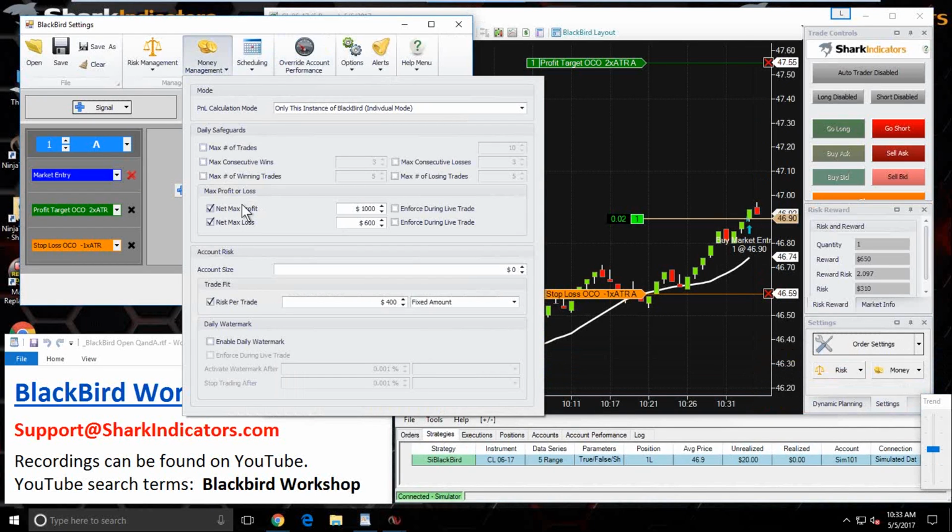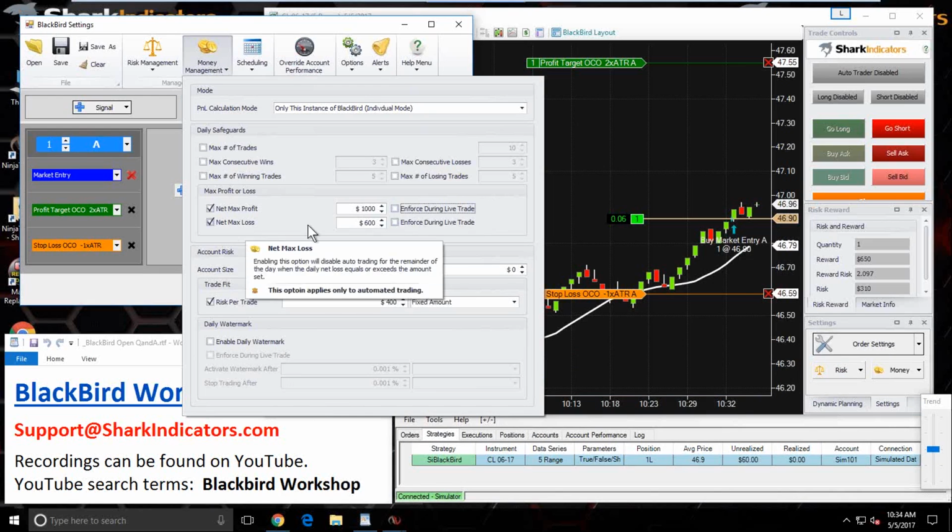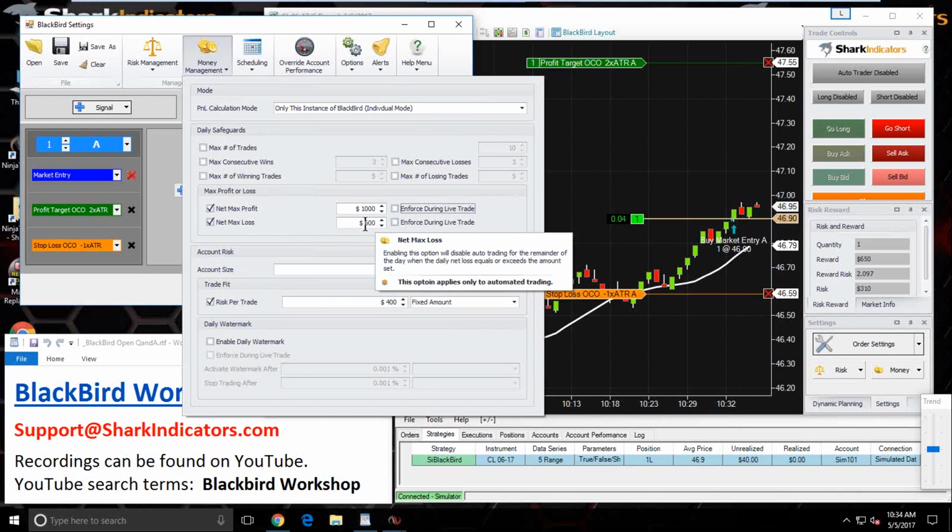Back to the money management, these net profit and loss settings by default are going to use the realized P&L of the trade, and this enforce during live trade uses the unrealized P&L of a trade. So with enforce during live trade off, this net max loss just means as soon as you exceed $600.